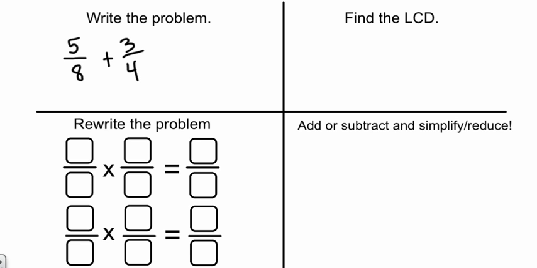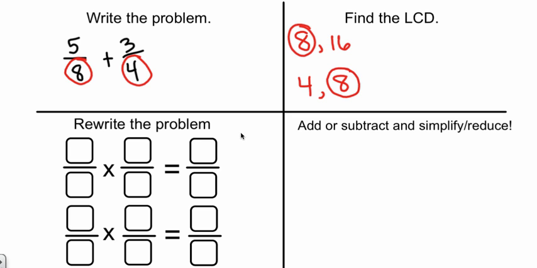So after we've written the problem, we're going to move over to this box, find the least common denominator. And we practiced this in a previous video. So our denominators are 8 and 4. We're going to set those over here and start listing out our multiples. And we can see that the matching denominator is 8. So our least common denominator is going to be 8. That's what we're going to end up with our 2 equivalent fractions.